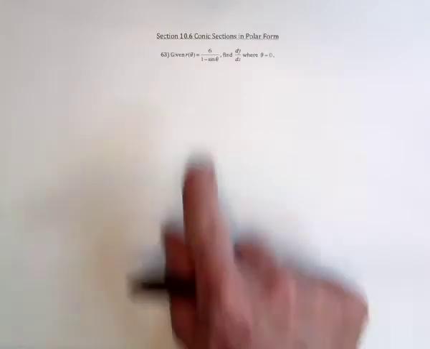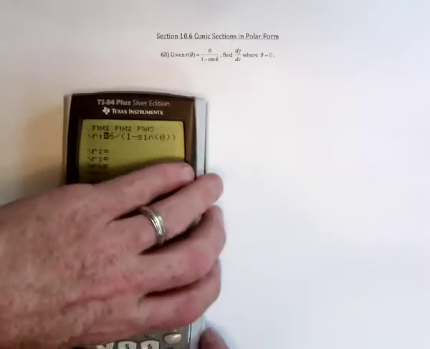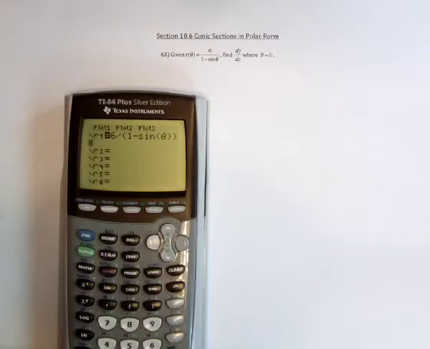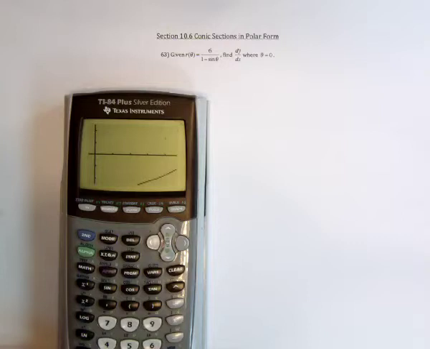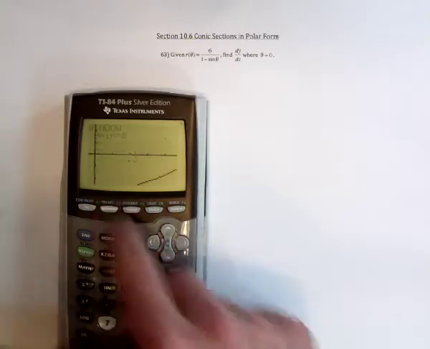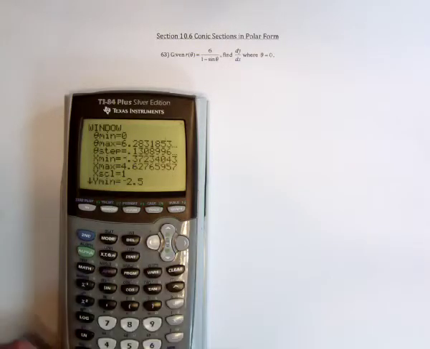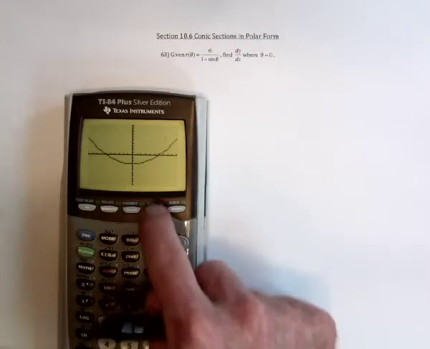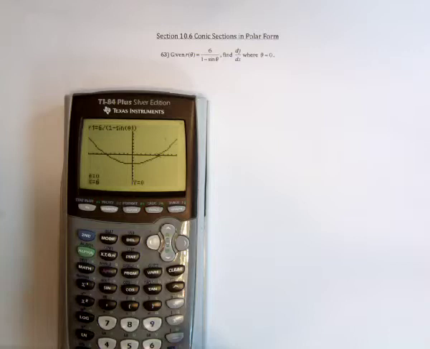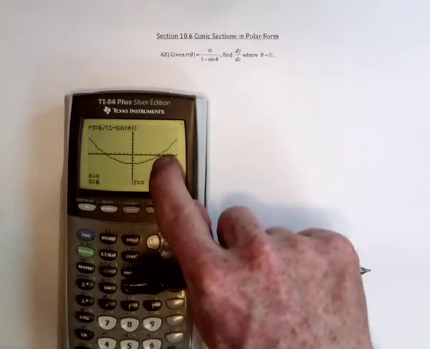To take a derivative. So given this function, I'm going to take a look at the graph first. Well, I need to adjust x and y for that. It seems that we have a parabola, and when theta equals 0, find the derivative right here.